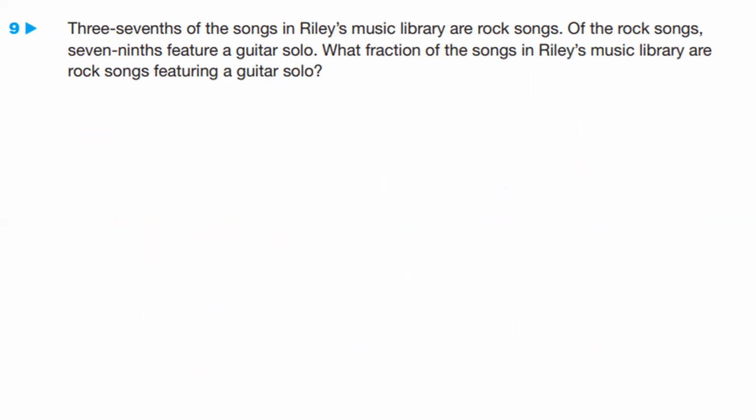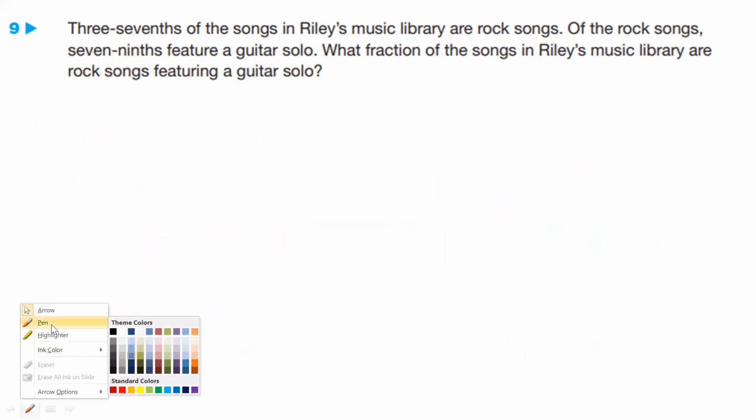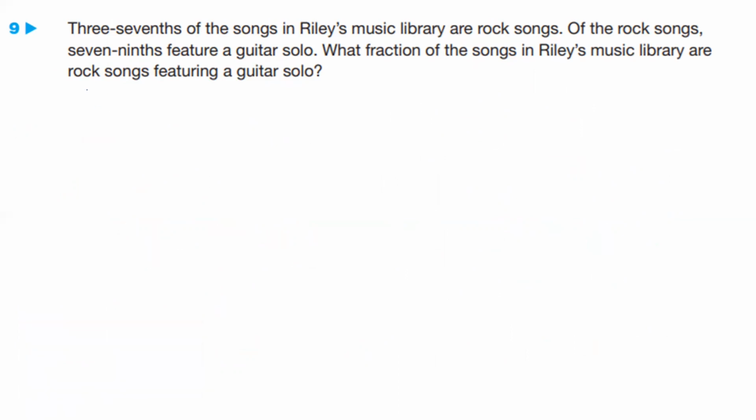Now question number 9. 3/7 of the songs in Riley's music library are rock songs. So 3/7. First of all, we check out 3/7. So this is 3/7, 3 upon 7. Library are rock songs. Of the rock songs, 7/9 features a guitar solo. So then it will be multiplying 7/9, 7 upon 9. So what fraction of the songs in Riley's music library are rock songs featuring a guitar solo? So you just multiply these two fractions and cancel out.